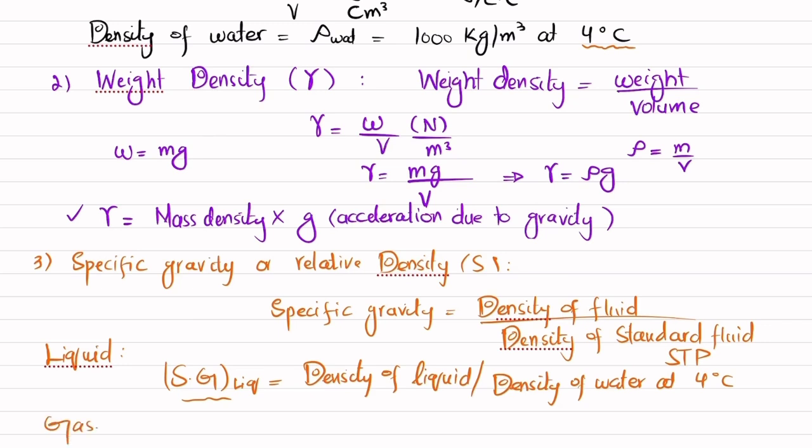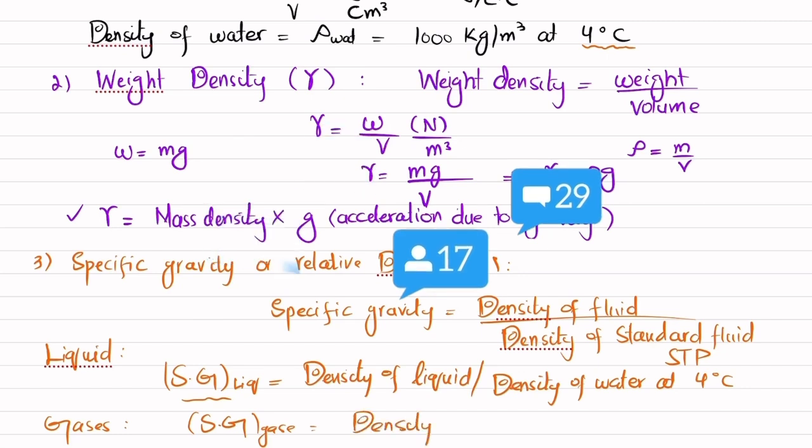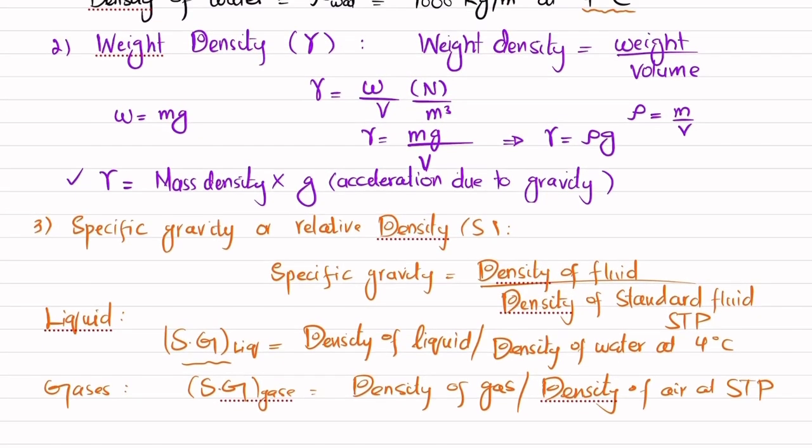And for gases, we can define specific gravity as well. That will be equal to density of gas divided by density of air at STP. Here the gases are compared with the density of air. Clear? So I hope you now have a clear understanding about this specific gravity.